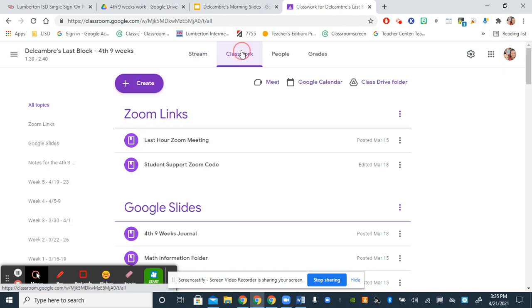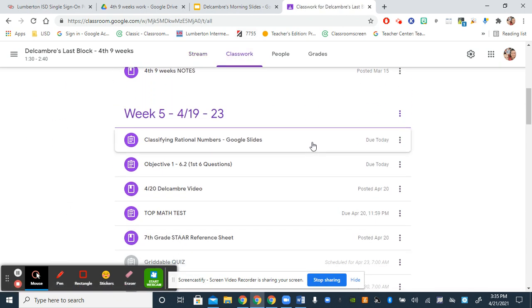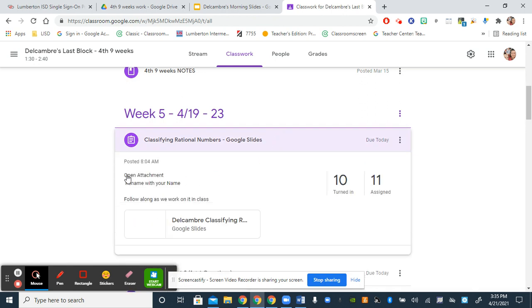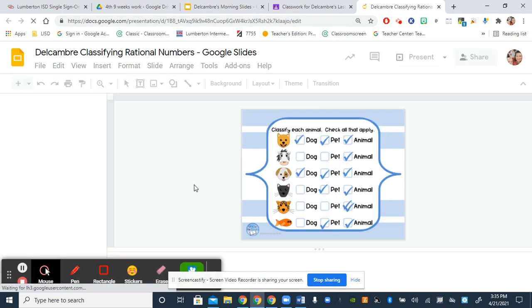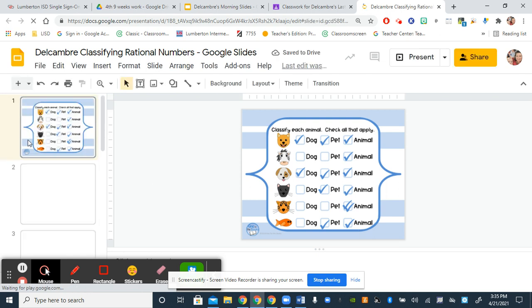All right. So for your class work for today, what we went through is you come down here to week 5, classifying rational numbers. This is the Google slide, which we did in class today. If you look, it says follow along as we work on it in class. So you're going to click there. It will make you a new copy. And for some reason, it saved my old copy, but that is okay.